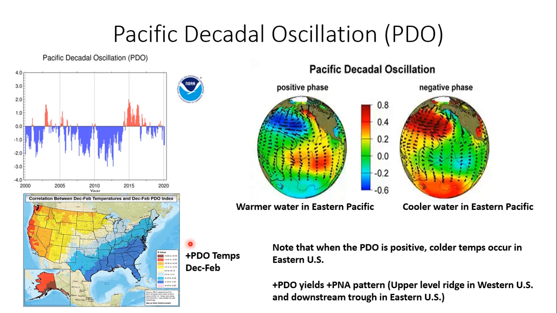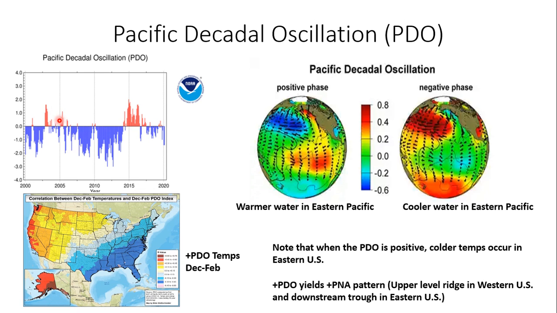Why does the PDO matter? Here in the bottom left, we've shown correlation between December through February temperatures in the U.S. and then December to February PDO index. So with a positive PDO, you generally get colder than normal temperatures from the deep south, southeast, up to the mid-Atlantic, and even all the way up into New England. So generally the east is cooler than normal during a positive PDO when you have warmer than normal temperatures off the Eastern Pacific. And it's also warmer than normal across the western U.S. in a positive phase PDO. Look at Alaska. Alaska's super warm when it comes to a positive PDO phase.